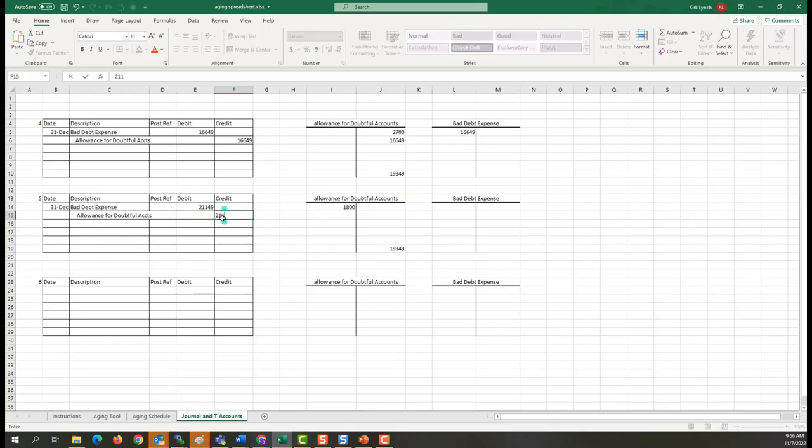And so our adjusting amount is going to be $21,149. And so we fill that in. Once we post that here, we're going to have a debit to bad debt expense for $21,149. And if we post the $21,149 here, we will end up with the credit balance that we desire of $19,349 right there. All right, hope that helps you.